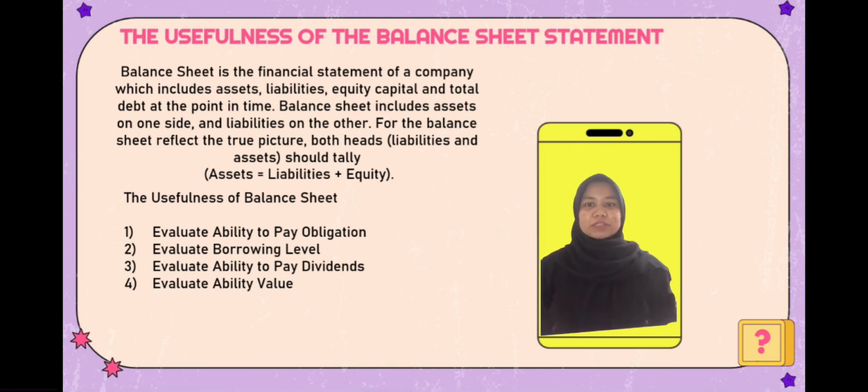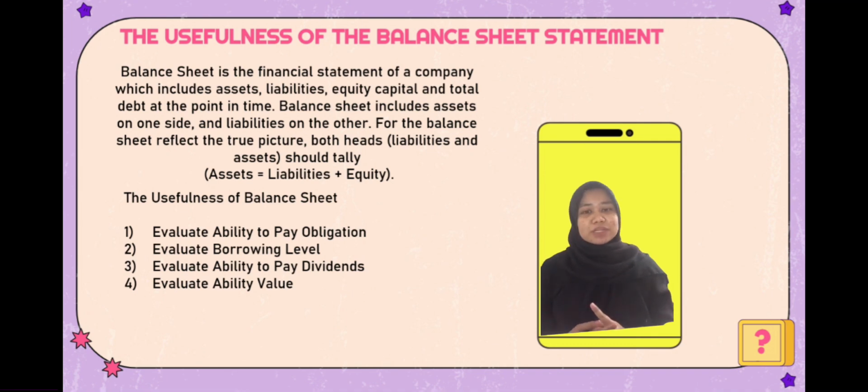It is the usefulness of the balance sheet. The definition of balance sheet is the financial statement of a company which includes assets, liabilities, equity capital, and total debt at a point in time. Balance sheet includes assets on one side and liabilities on the other. For the balance sheet to reflect the true picture, both heads, liabilities and assets, should tally. Assets equal liabilities plus equity. Now, I would like to lay out the usefulness of the balance sheet.